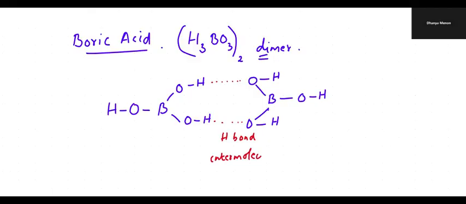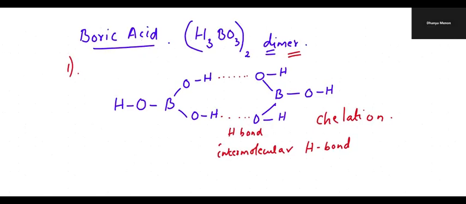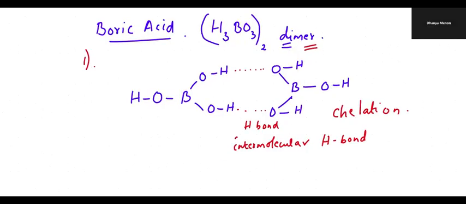hydrogen bonding, because of which boric acid exists as a dimer, and it is also called chelation. And you can see that it exists as a ring-like structure. Yes, it is forming a ring-like structure because of intermolecular hydrogen bonding. Yes, and that is why it is existing as a dimer. So this is the first case. Okay. So if they ask you why boric acid exists as a dimer, because of the intermolecular hydrogen bond. Okay.